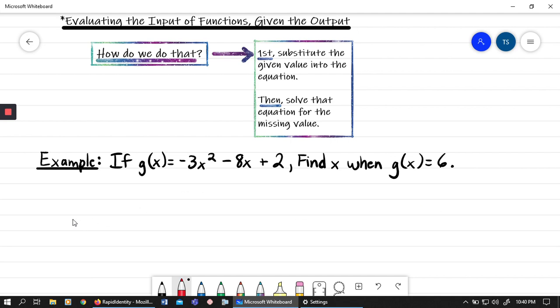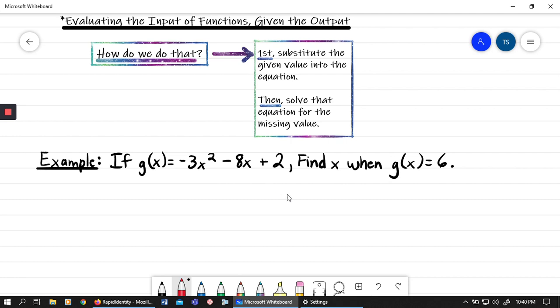Alright, so let's look at this example. Here we've got it saying, if g of x is equal to negative 3x squared minus 8x plus 2, then find x when g of x equals 6. Pause.